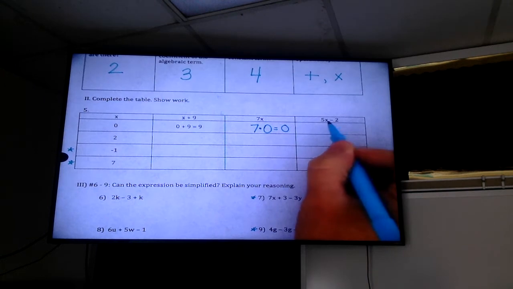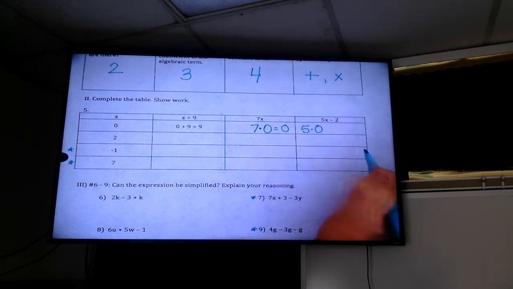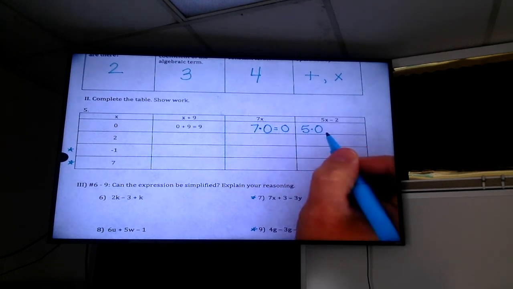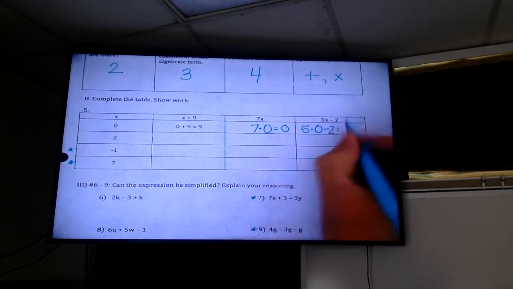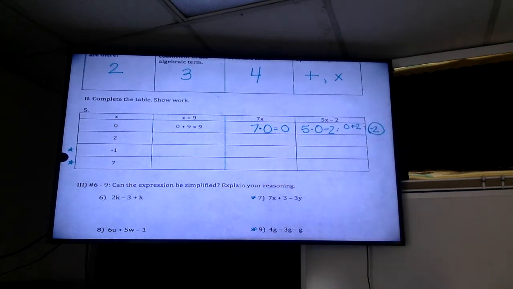If I was using 5x minus 2, then I would say 5 times 0, because remember, a number next to a variable means to multiply. So 5 times 0 minus 2. So 5 times 0 is 0 minus 2. That would be leave, change, opposite. And I would get negative 2. Kind of ran out of room in there.